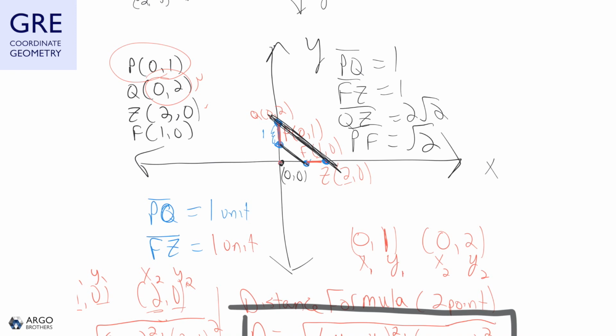Now, did we miss any combination? Is there any other combination here of lines that we could have used? Yes, of course. We could have used, how about QF? We could have used this, or we could have used PZ like that. But it's okay, because we have the gist of it now. We know how to find distances between 2 points.